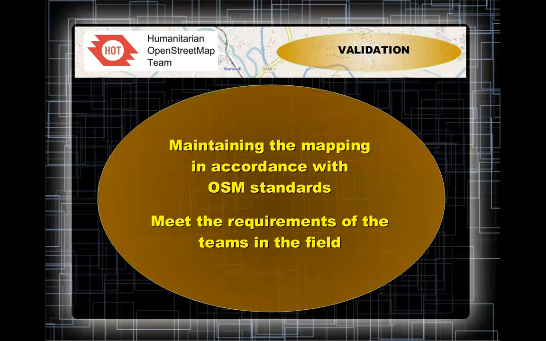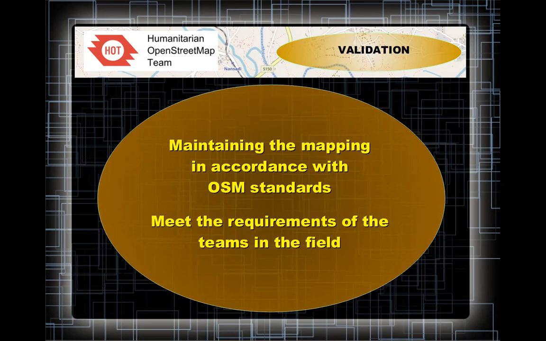Right, two points. When you are validating, there are two things you're doing. You're maintaining the mapping in accordance with OpenStreetMap standards. We are mapping directly onto OpenStreetMap, and if we want our work to be seen, we have to tag and draw them correctly so that it makes a comprehensive and consistent map. So please, we need to understand and know the various standards of OSM mapping for tagging and for drawing.